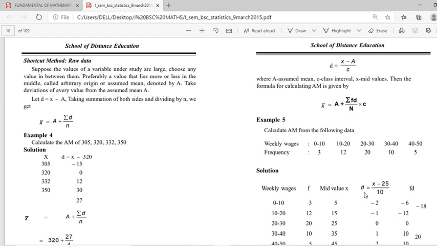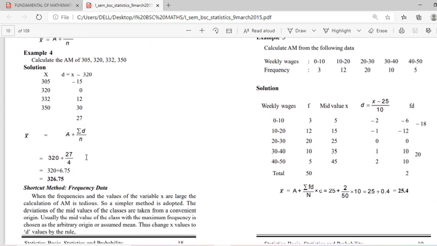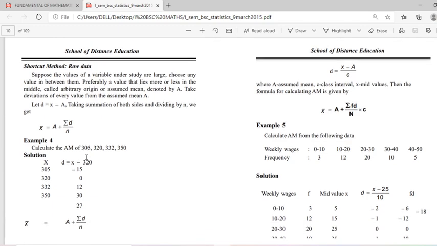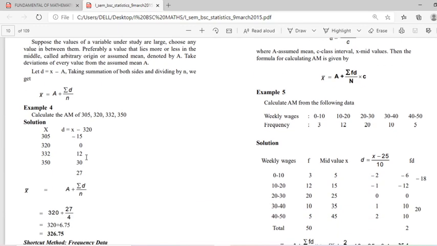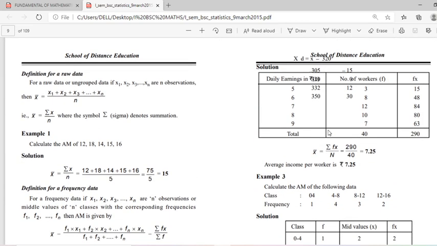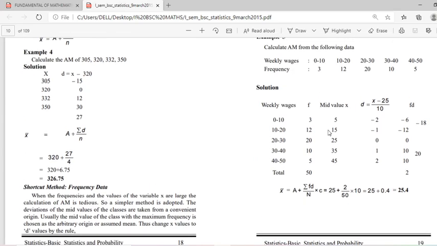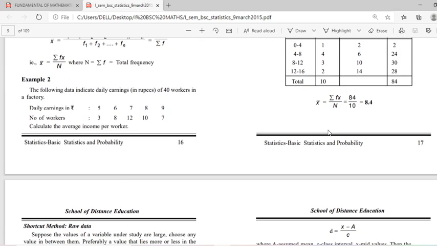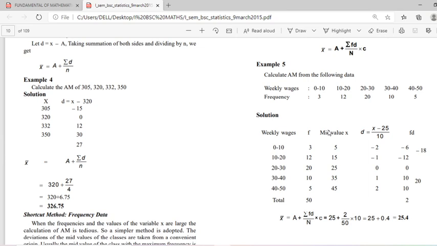This is another example of the shortcut method. We have discussed a theory and one example. This is another example: calculate the arithmetic mean of 305, 320, 332, 350. I think the table of this example is merged with the previous example here. So let us look at this example. The x observations are 305, 320, 332, 350.